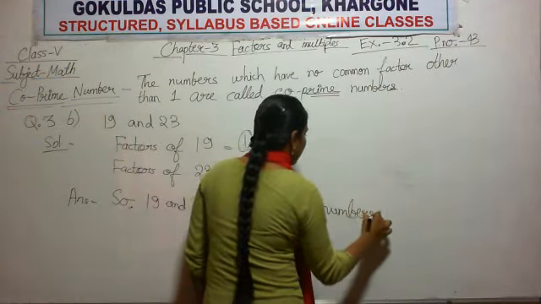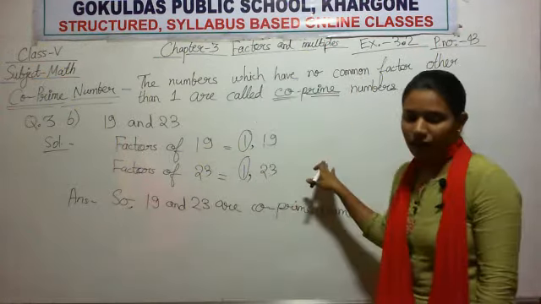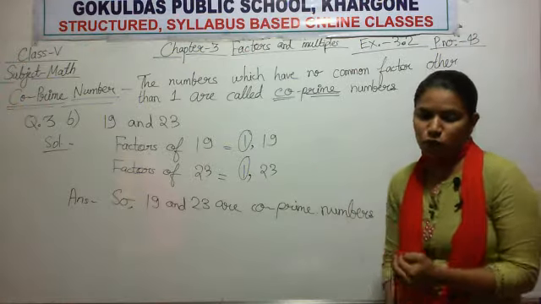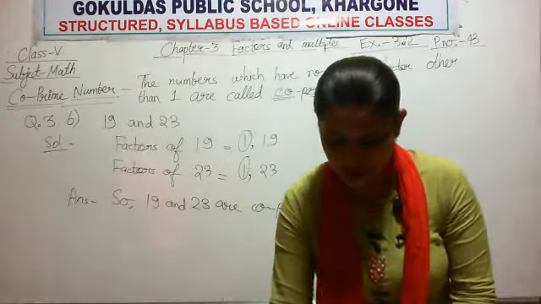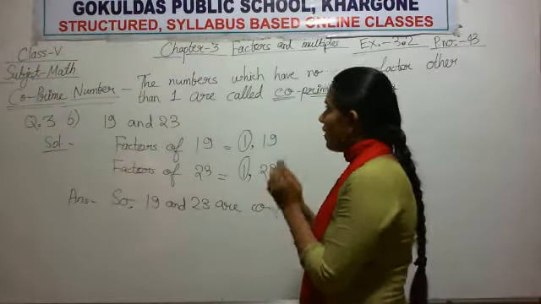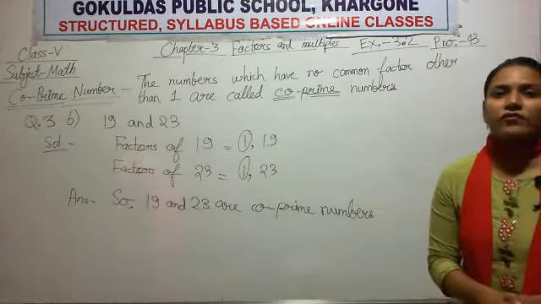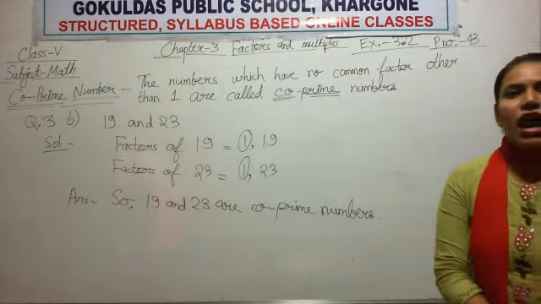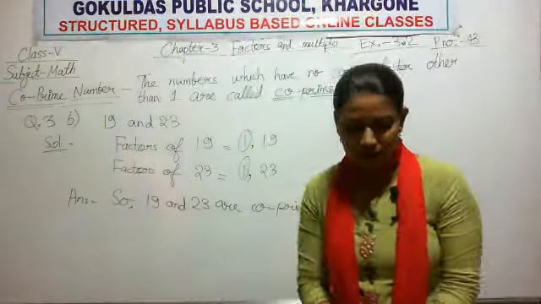19 and 23 are co-prime numbers. Okay. So part C you have to do. I am leaving it for you. It's very simple. Again, one more time I am repeating the definition: the numbers which have no common factor other than 1 are called co-prime numbers.